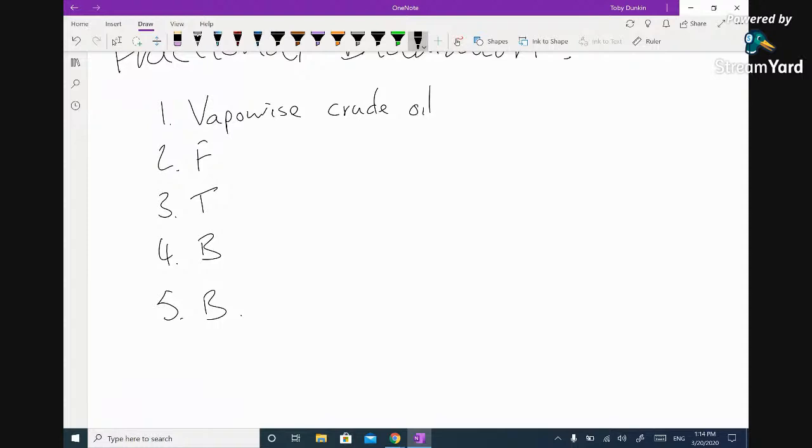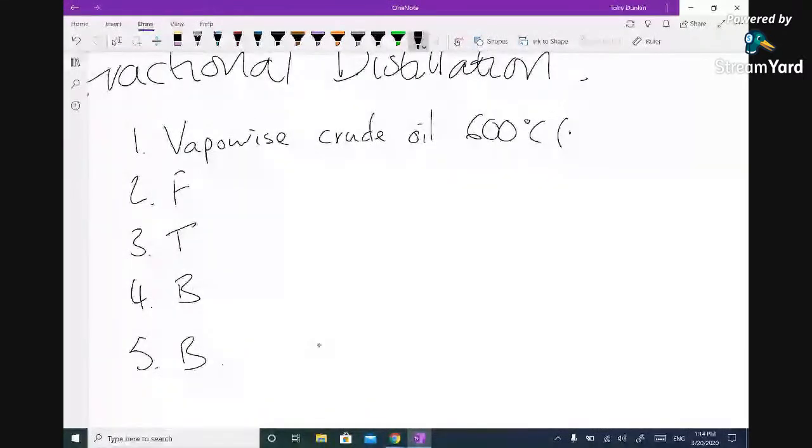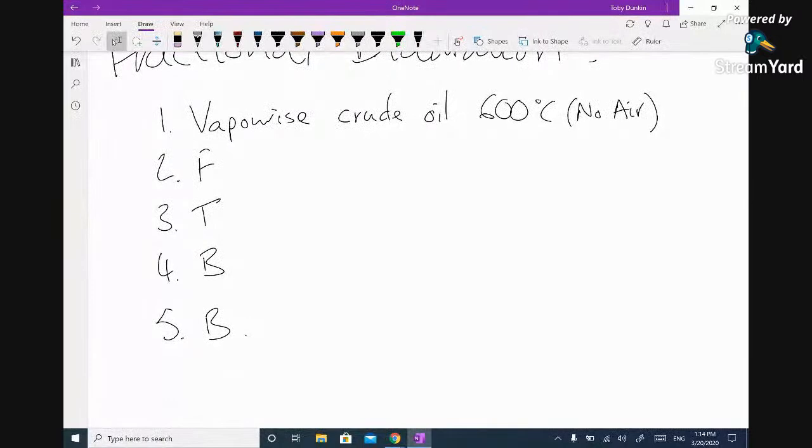This is done at about, give or take, 600 degrees Celsius. It does need to be done in the absence of air. There is no air, otherwise they will combust. But we're going to vaporize the crude oil. This is done outside the machine. This is the first step.